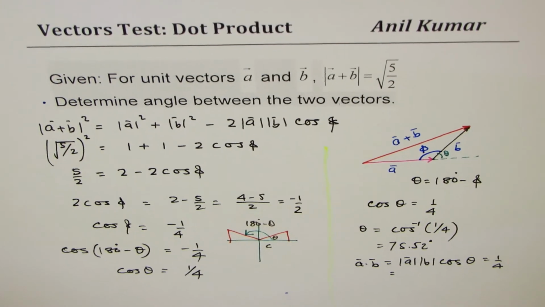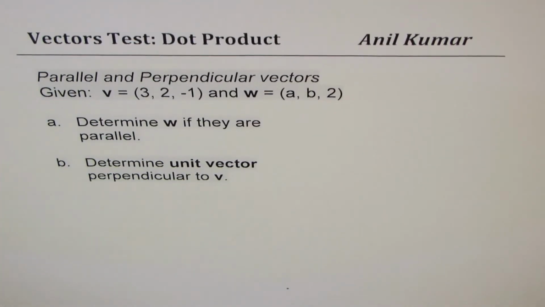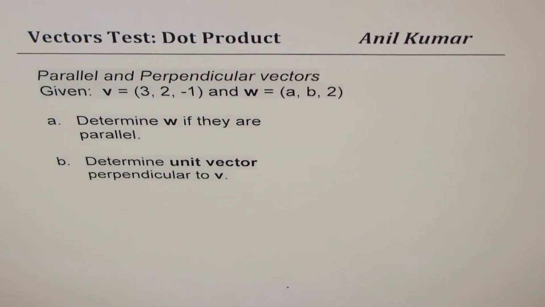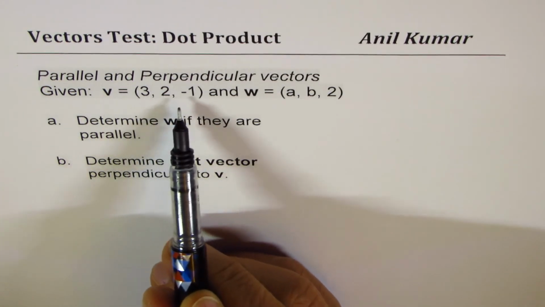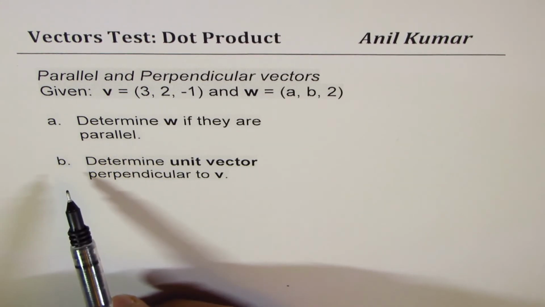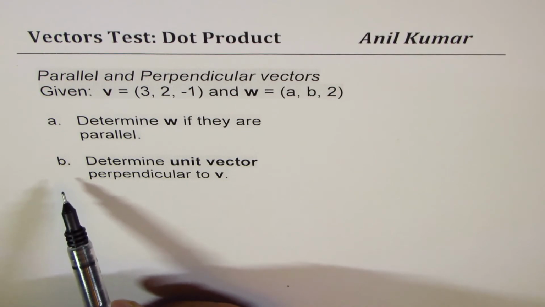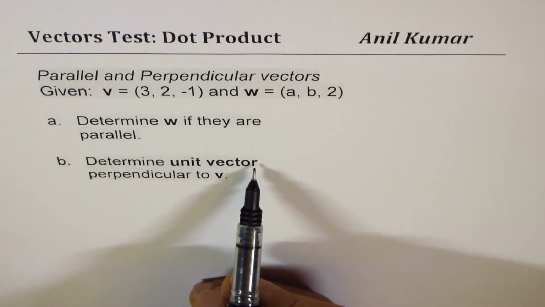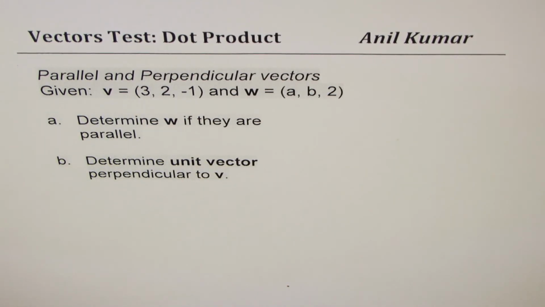So now let's take more examples from our test papers on dot product. Now here is another test question on application of dot products. We'll relate parallel and perpendicular vectors. We are given vector v as (3, 2, -1) and vector w as (a, b, 2). Two parts of this question: a, determine w if they are parallel, and b, determine a unit vector perpendicular to v, right? So these are two very important questions.